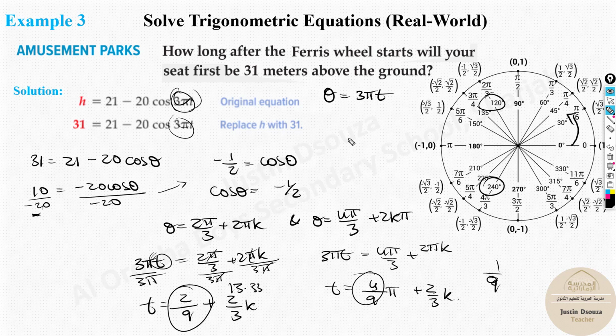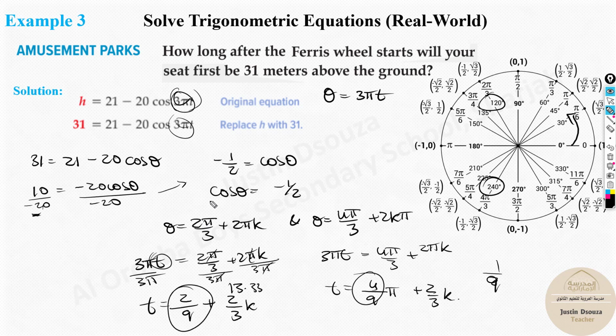Again, it will go, yes, but we want only the first time, because in the question they have asked: after how long after the Ferris wheel starts will your seat first be 31 meters, meaning first time only. So we do this. Now, why did I write all this? In writing, this is important to show the period and everything. This is crucial to understand how we write each and everything, so please make sure you understand this writing. But here we can directly get the answer, and I'll tell you a small shortcut.